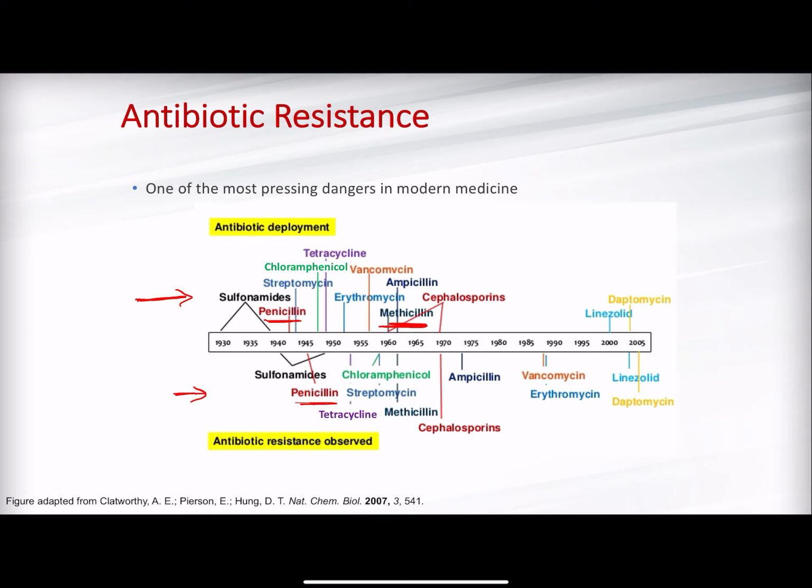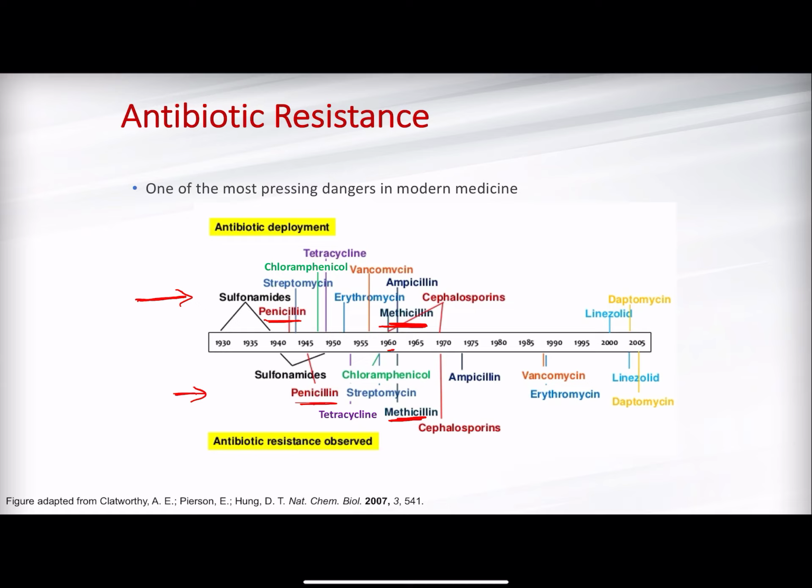Here's methicillin. You've heard of methicillin-resistant Staph aureus, maybe. It was introduced in 1960, and then about 1962 or 1963, resistance was observed. And really, what you see is it's almost a mirror with respect to the antibiotics listed on the top and in resistance on the bottom. And so there's currently resistance to every single antibiotic that we have deployed.